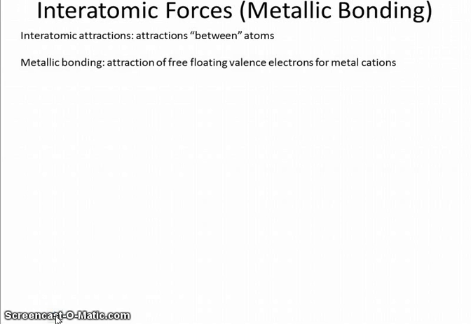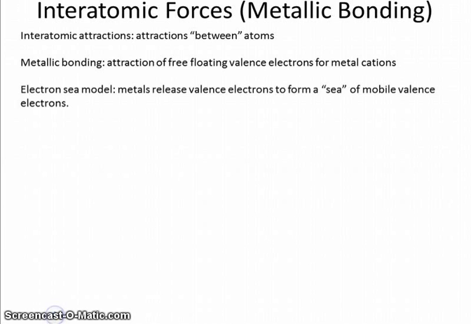Essentially, when metals get together and form a nice little crystal structure of metal atoms, they do something that other things we've talked about don't do. Essentially, all those atoms just release their valence electrons into a pool, which we're going to refer to as an electron sea. And when they do that, they leave behind little metal cation centers. And it's the attraction of these little metal cation centers for that giant sea of free-floating valence electrons that help hold metal atoms together in crystal structures.